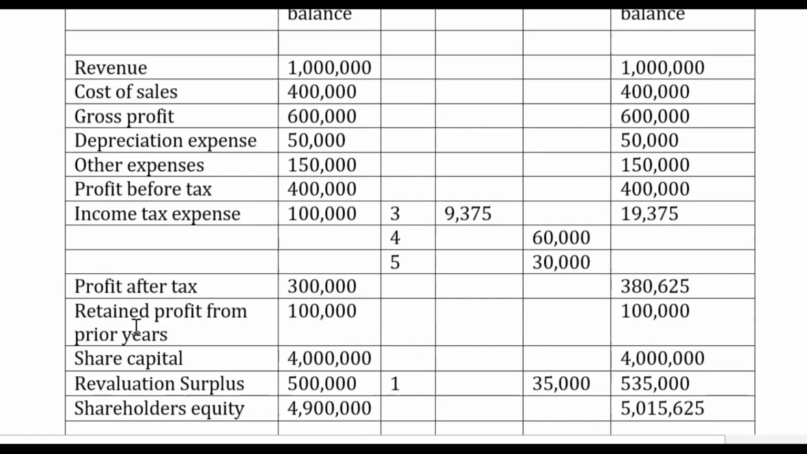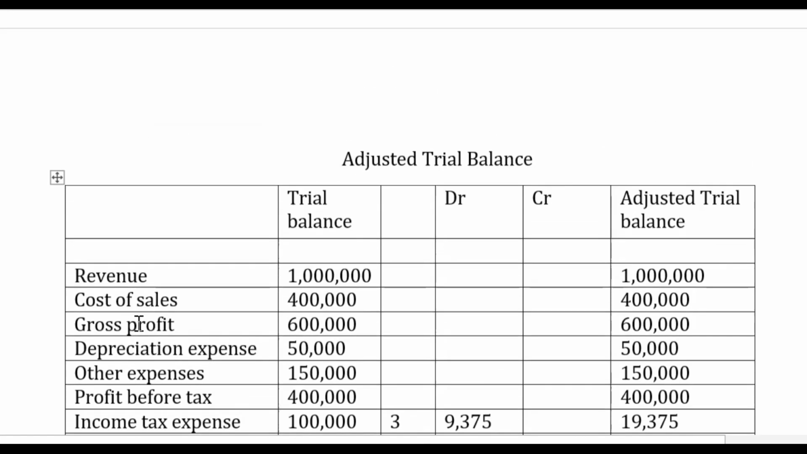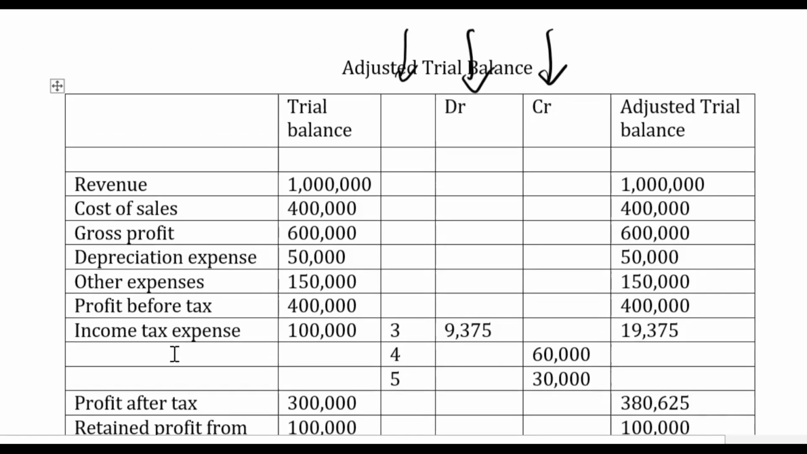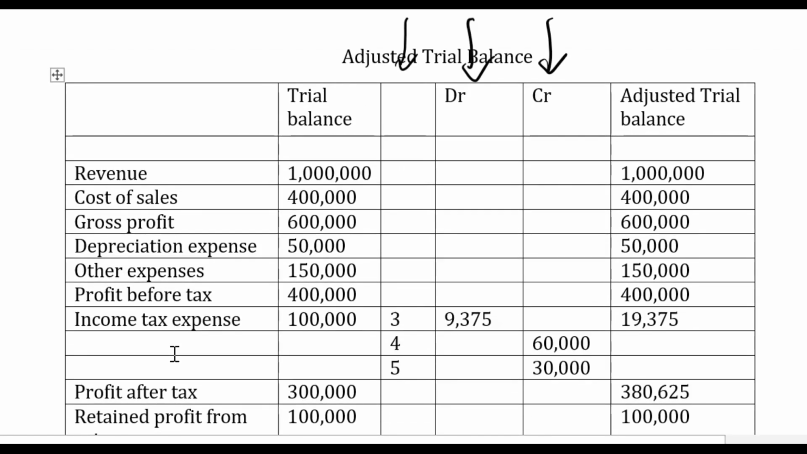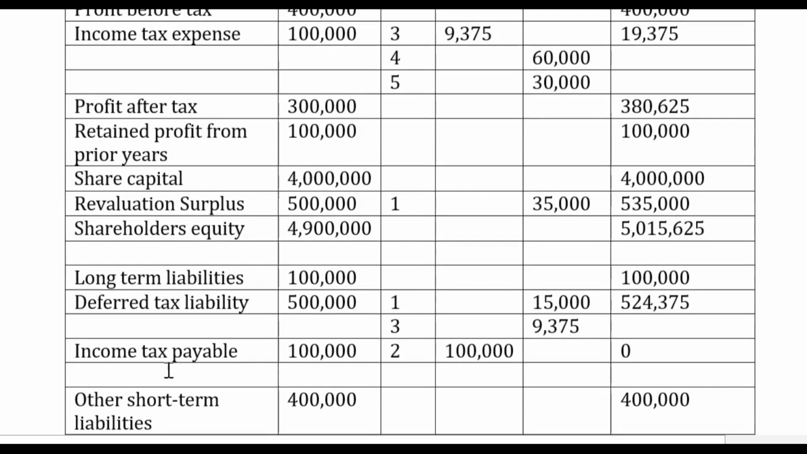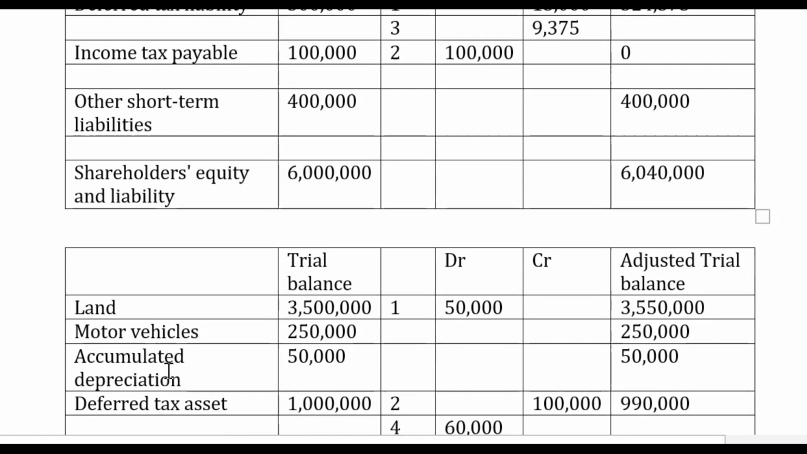Now that we have got all the journal entries, we can now include them in adjustment columns as debits and credits, and then have a notes column to show our entries correspondingly. Our first entry was on the revaluation surplus. Our land we increased by 50,000.